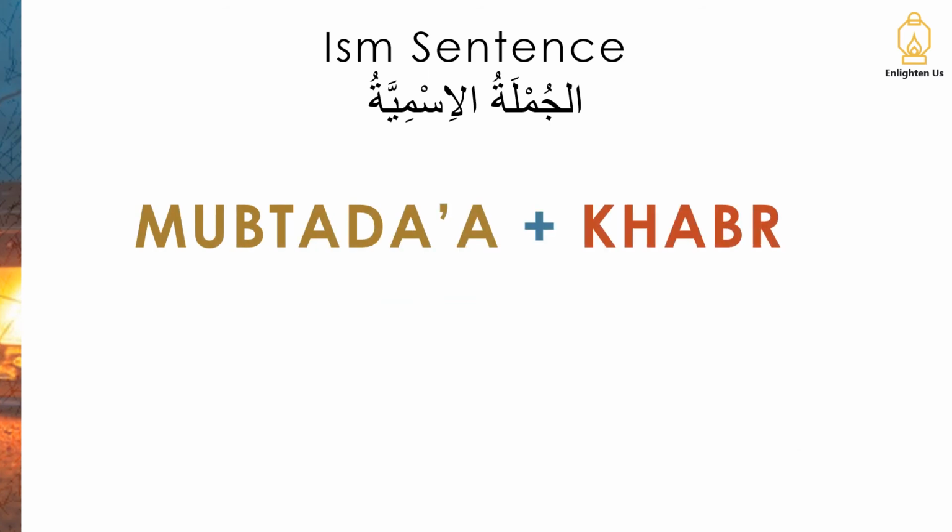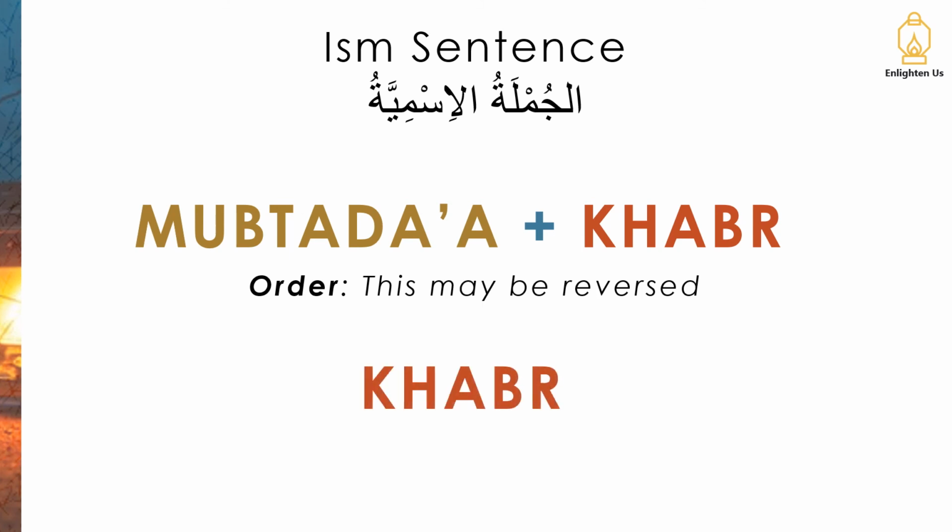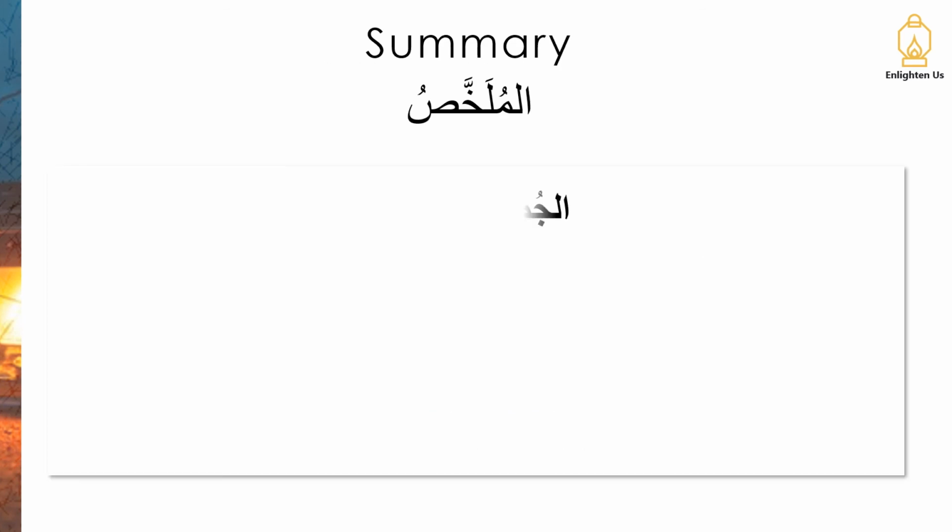So there's something to note here in terms of the components of what we've seen so far, that in terms of the jumla ismiya, we need a mubtada and the khabar. And we've seen our mubtada first, followed by the khabar. This order can be reversed. So sometimes you can have the khabar preceding the mubtada. Also, the khabar is not always an ism, and we'll look at other examples in later lessons.